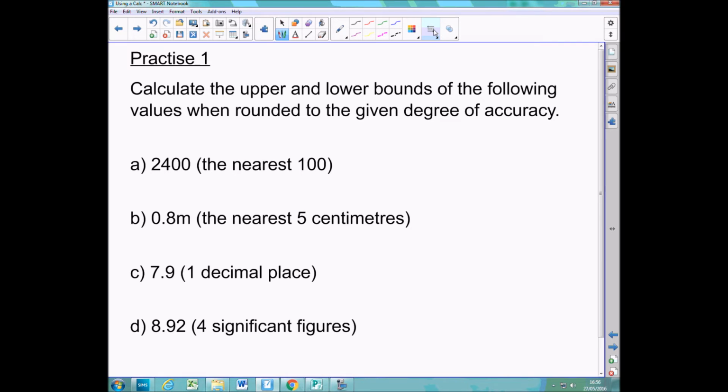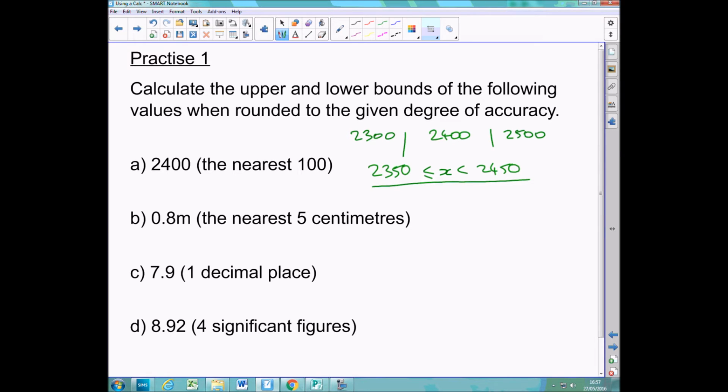Okay, so in this first question, we had the value 2,400 and we were asked to round to the nearest 100. So we needed to go up 100 and down 100, and then our upper and lower bounds were the values in between. So that was 2,350 and 2,450, and using the inequality notation, your answer should look a little bit like that.